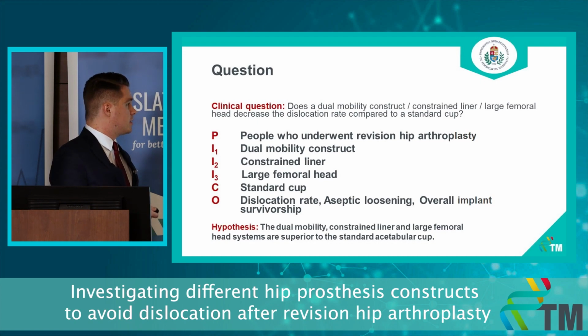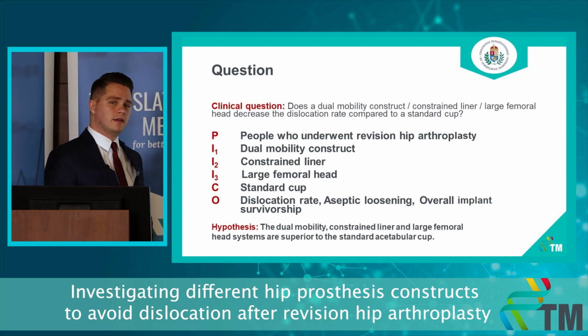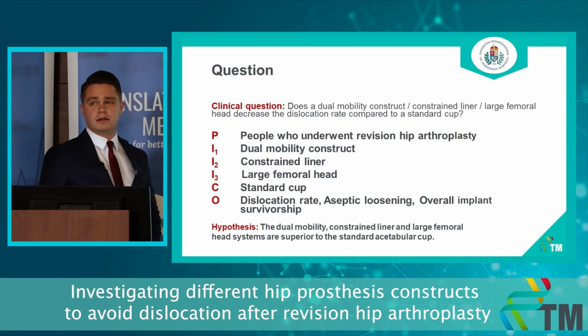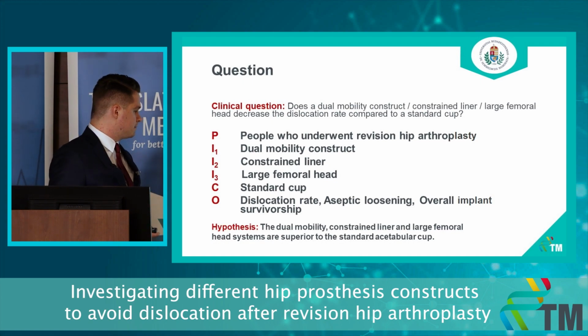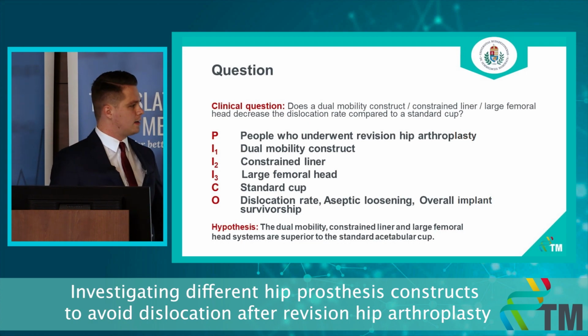Our population will be people who underwent revision hip arthroplasties, and our interventions are the mentioned dual mobility design, the constrained liner, and the large femoral head design. And our control will be the standard acetabular cup used in normal hip arthroplasties. And our outcomes of interest are the dislocation rate, the aseptic loosening, and the overall implant survival.